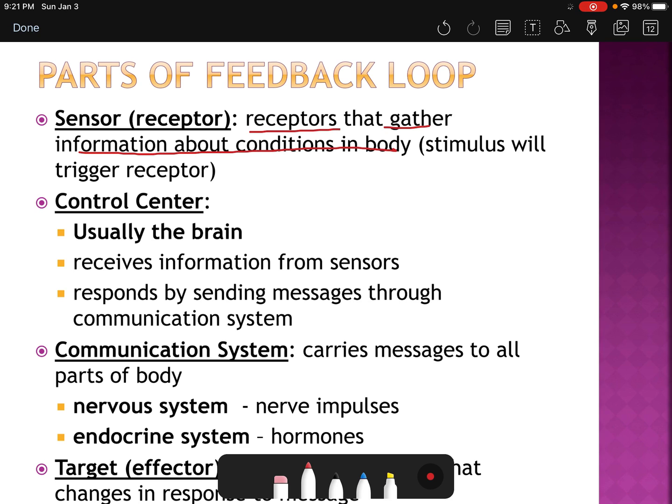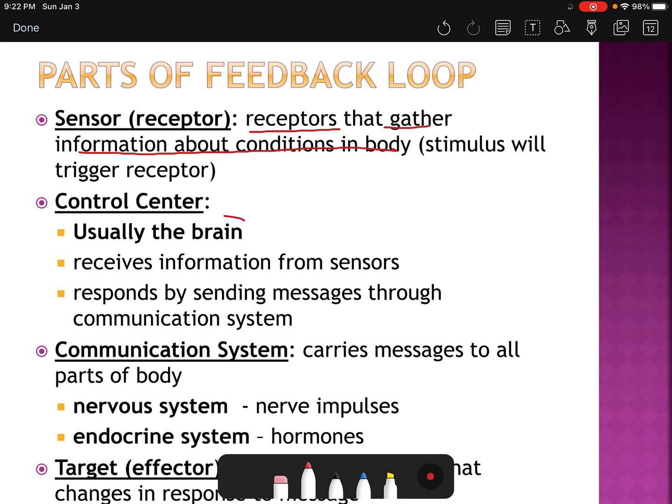And so usually there'll be some sort of stimulus that will trigger a receptor, such as maybe a drop in temperature or a drop in your glucose levels. Receptors in your body are going to detect, and it could either be on the surface of your body or inside your body, that there are changes occurring. They then send that message to a control center.